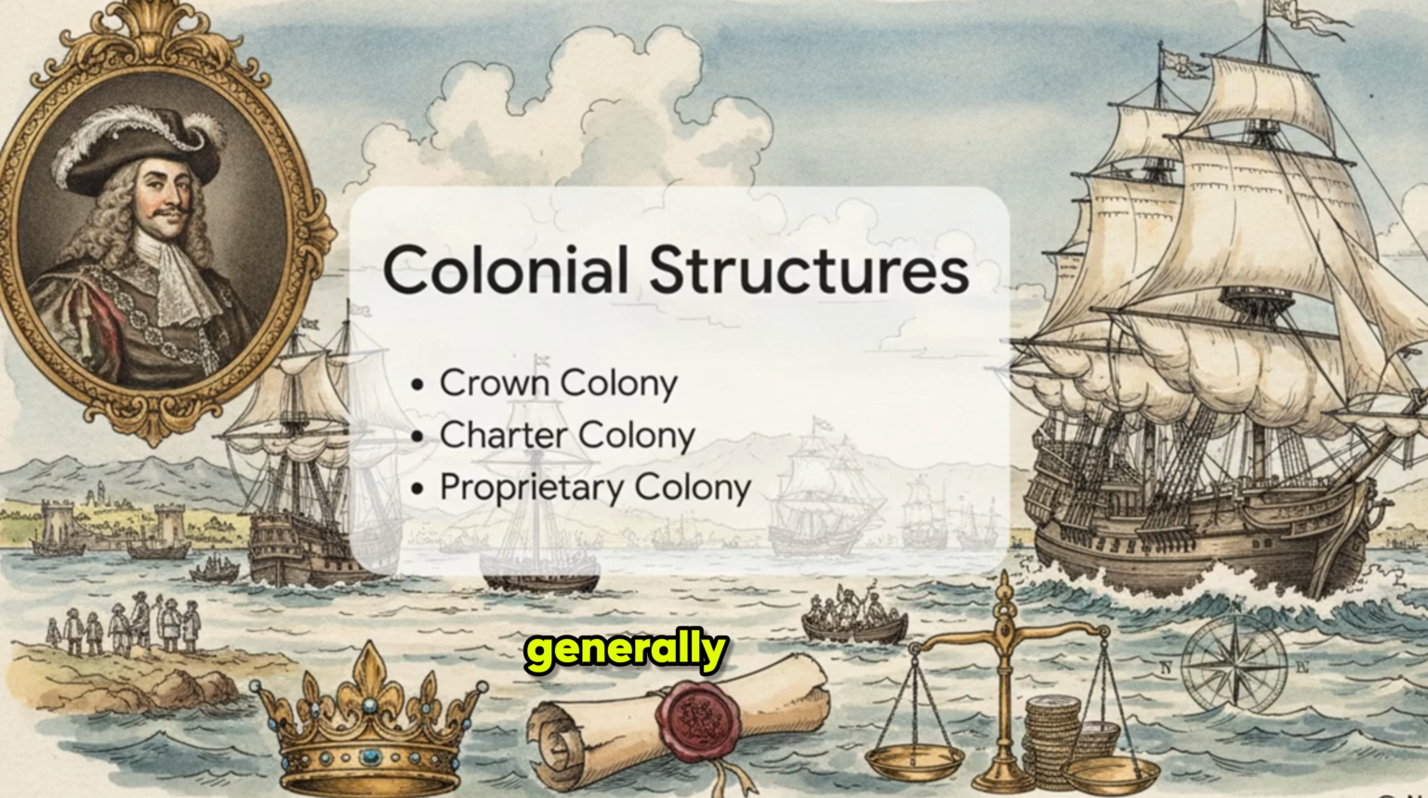Overseas territories generally fell into one of 3 distinct frameworks: crown colonies, charter colonies, and proprietary colonies. And as you'll see, each of these models carried vastly different economic and political implications, both for the settlers trying to survive on the ground and the administrators sitting comfortably back in London.